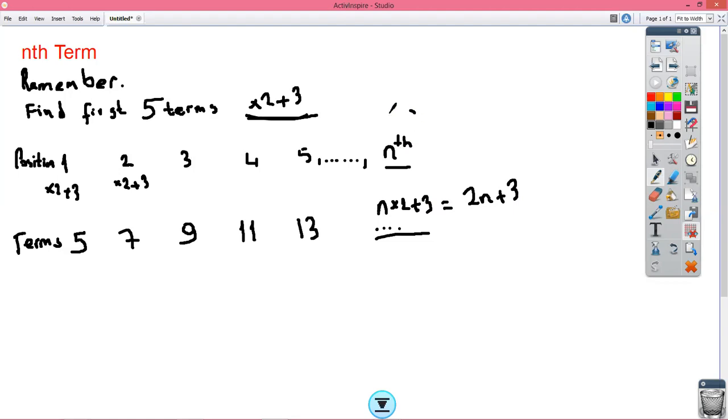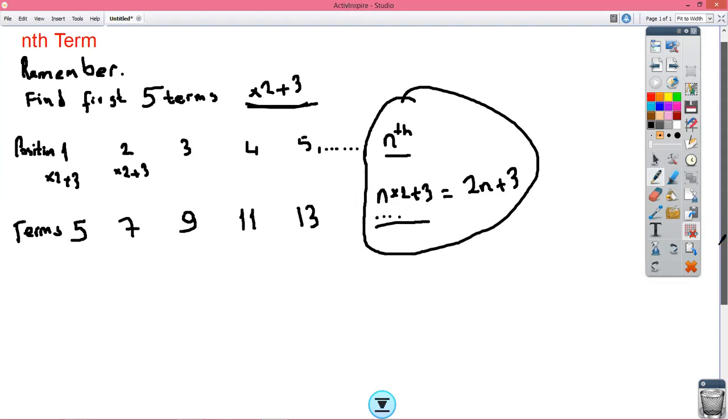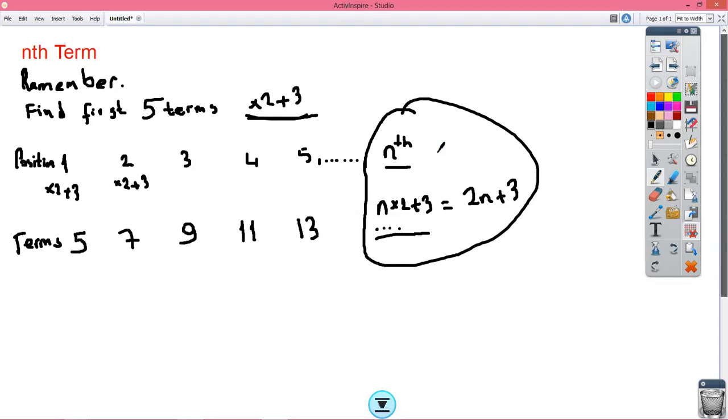Today we are going to start how we will get this nth term here. Now let's find the nth term. Generally, it's called the general term or nth term. Because for example, if you want the 1000th term, we are going to use this formula, the nth term. Now let's continue.